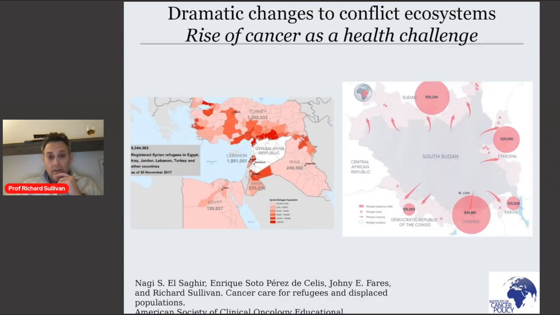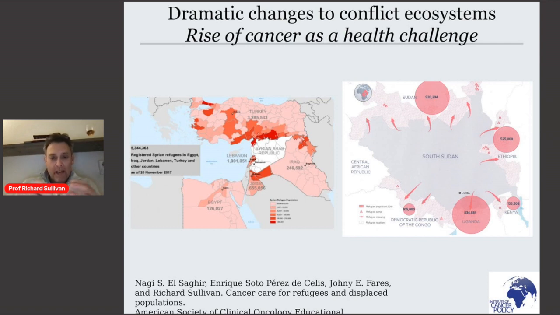and also frames what can be done. Now, if I go back 25, 30 years ago to when I first started in this area, we really weren't talking about cancer as being a major issue for humanitarian issues within conflict settings. Why? Because nearly all the populations we were dealing with had not been demographically transitioned. In other words, they were mainly young populations. They were really infectious diseases, child and maternal mortality.